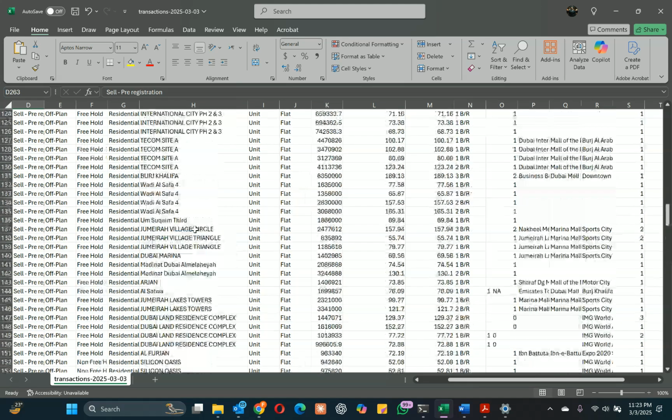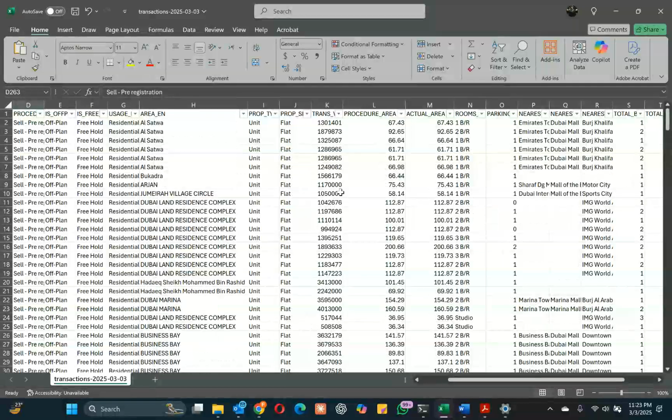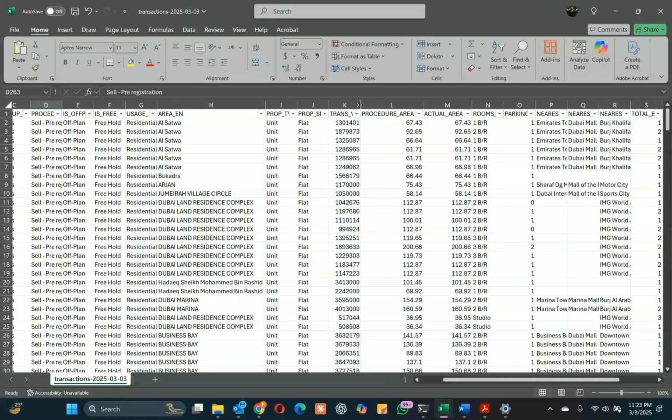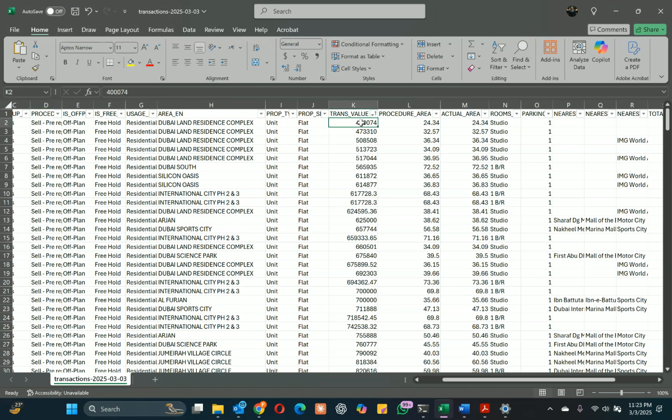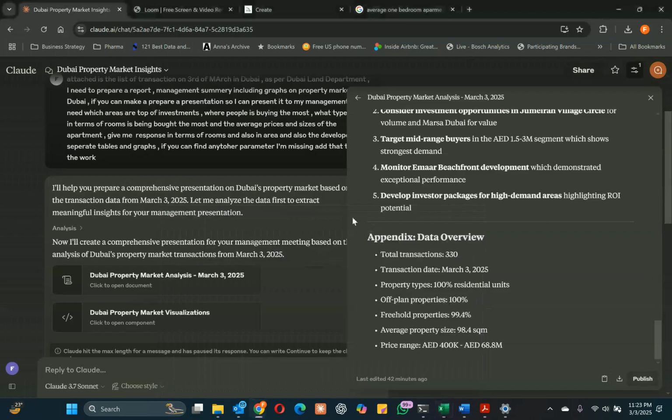I'm looking at the prices. I do have the prices marked, transaction value. So here, this is in dirhams. If you go from smallest to largest, 400,000 dirham, it's a 24 square meter studio. Okay, fine. It's like the size of my bathroom over here in Pakistan. So, khair, forget it. But overall, we're getting the idea that Claude 3.7 is really good in analyzing the data and working on it.